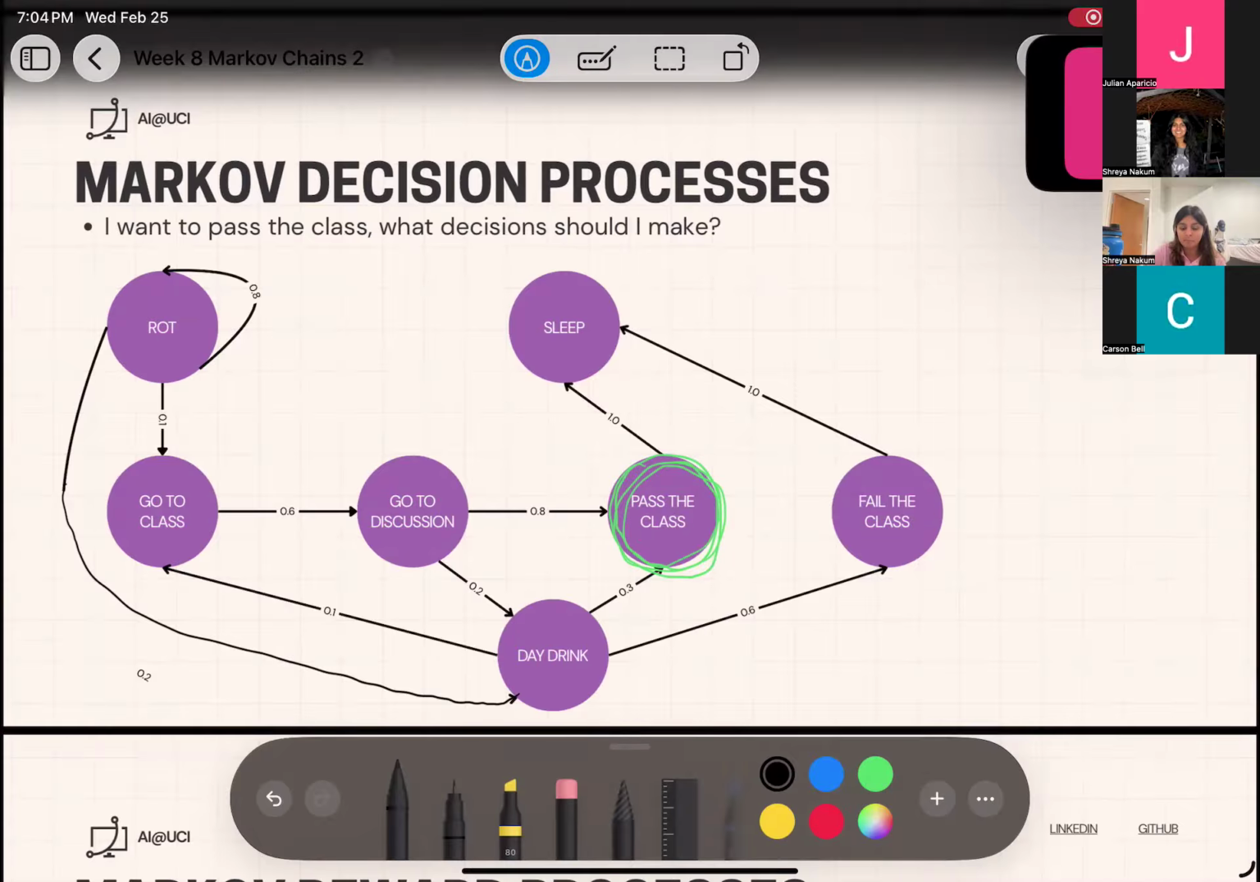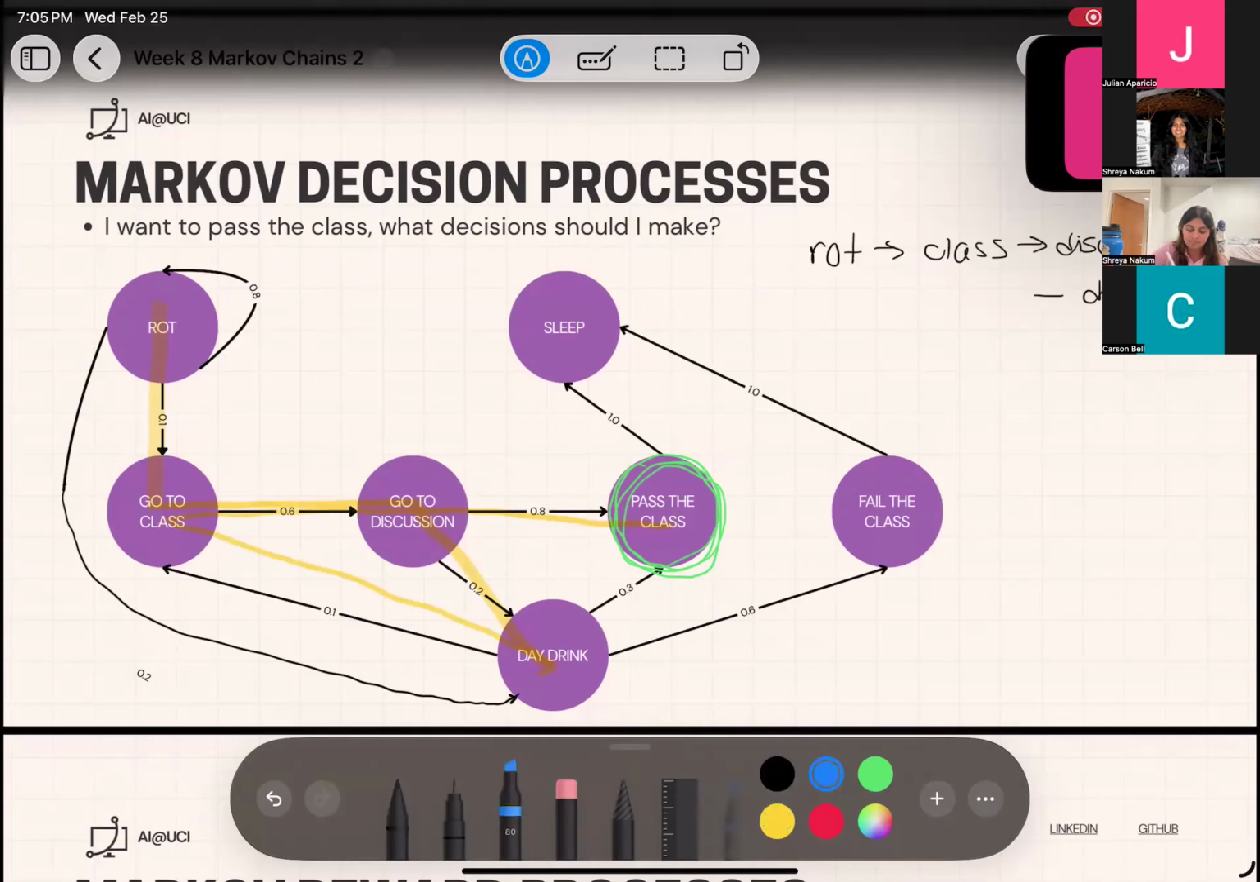Assuming we're starting from rot, you can go to class, then go to the discussion, then you can day drink, and then you can go back to class, then go to your discussion, and then back to class. I'll just highlight it, that's easier. Rot, go to class, day drink, and then what did you say? We can go to class, discussion, then pass.